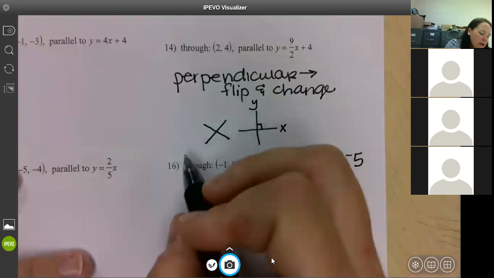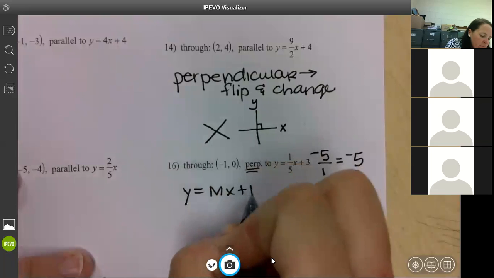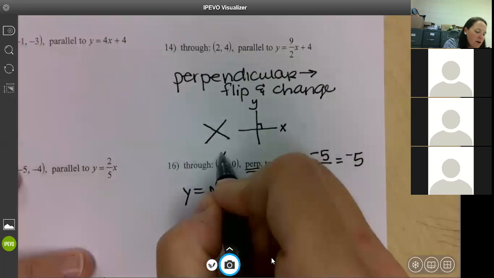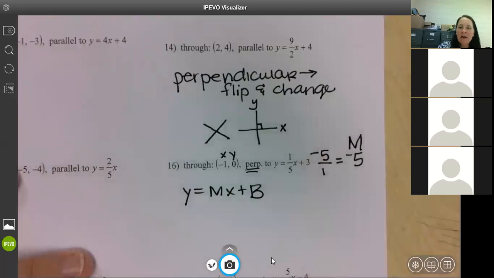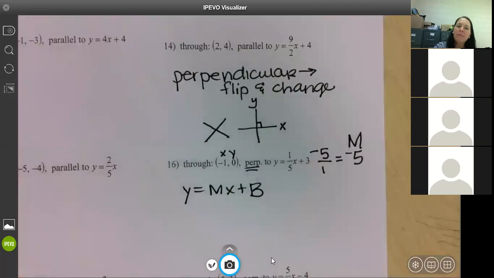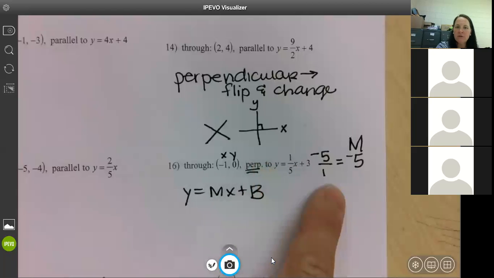All right, so then we're gonna go back to what we know. Y equals mx plus b. This is our x, this is our y. This is our m now. So the only difference in parallel and perpendicular: parallel you use the slope, so you would use 1/5 if it was parallel. If it's perpendicular, flip and change. Every other step is exactly the same.